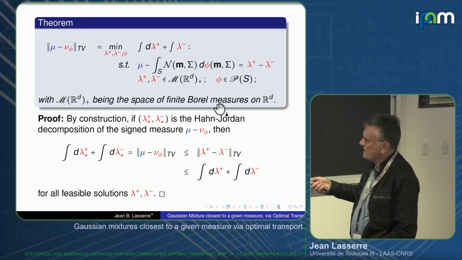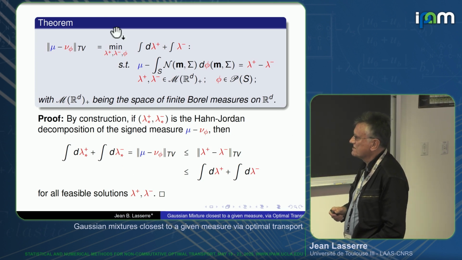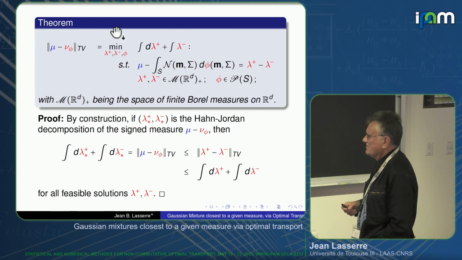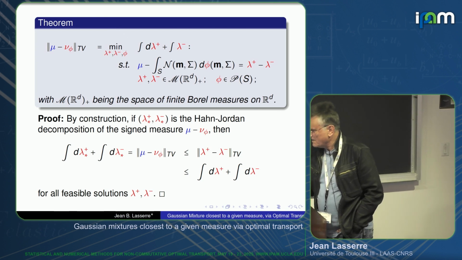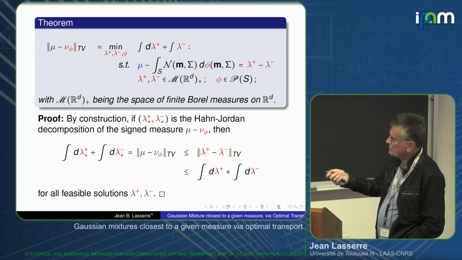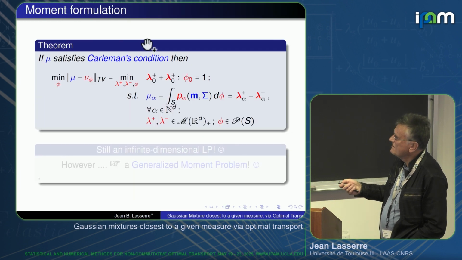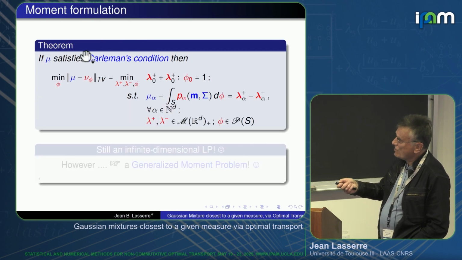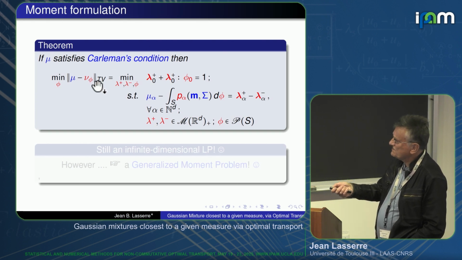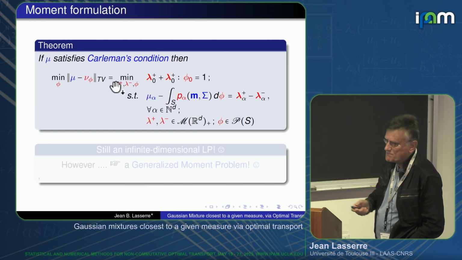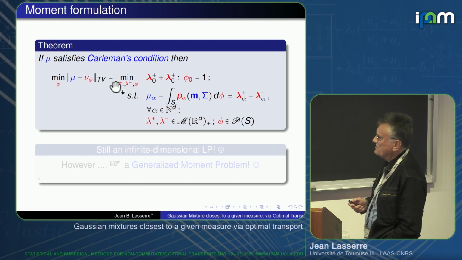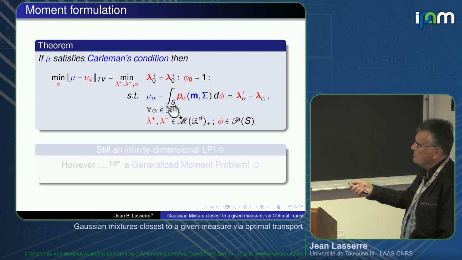By construction, the Jordan decomposition minimizes this problem. It's not very complicated. Okay, so we are going to start from this problem. Now, if mu again satisfies the Carleman condition, then this problem has an optimal solution. It's an infinite-dimensional LP, okay? But now on moments again.